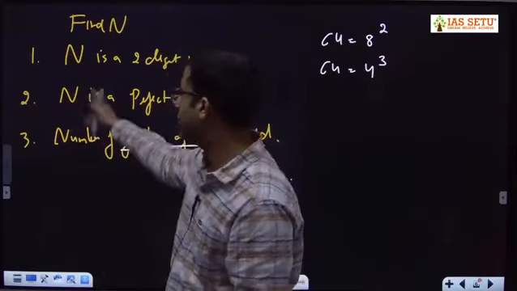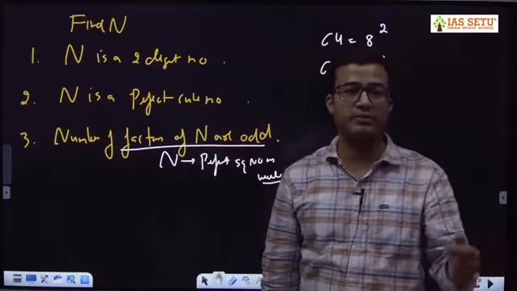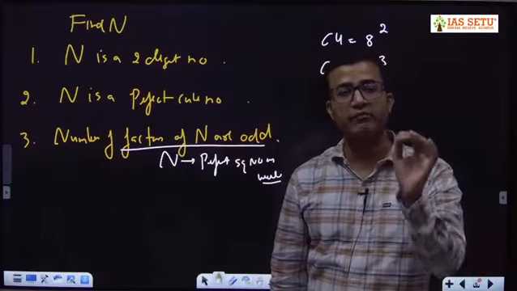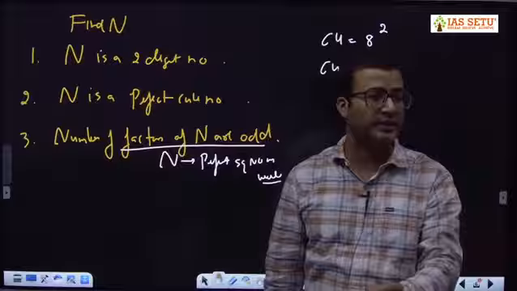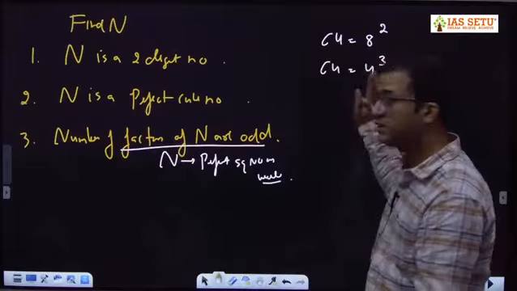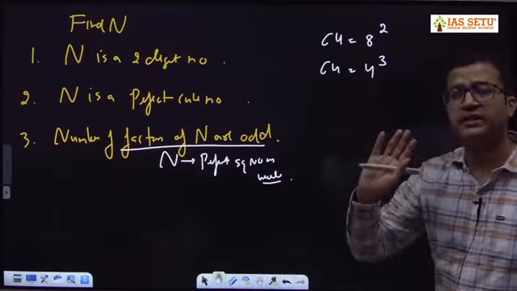I can convert the same question into statements. n is a two-digit number, n is a perfect cube number, and the number of factors of n is odd. It means I want to know a two-digit number which is a perfect square as well as a perfect cube. The answer is 64. If you know this factual information, it is a one-second answer.